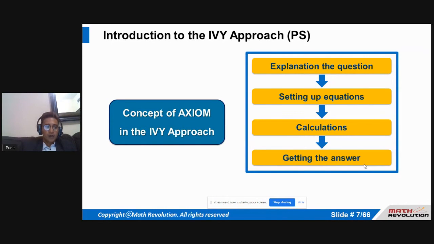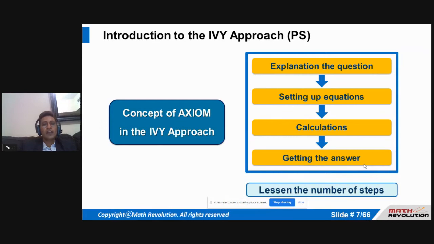Having said that, if we go ahead with this, then we have already lessened the number of steps required. So the explanation of the question is done by you. You set up the equations directly because you have the concepts ready with you, and start doing the calculations, perform some operations. Once done, mark your answer. That is it. So let's go ahead with it and talk about this.